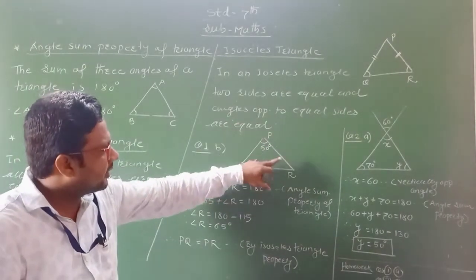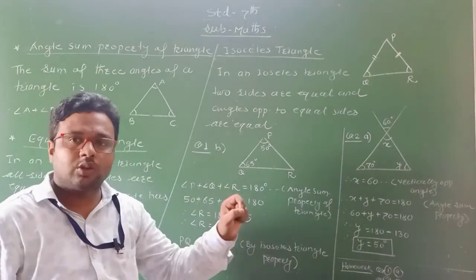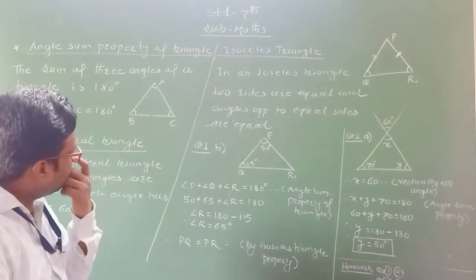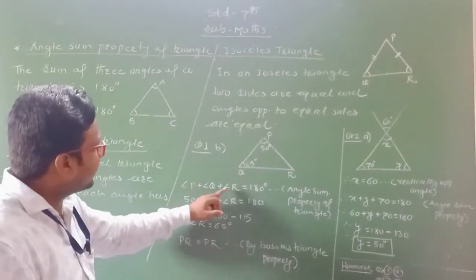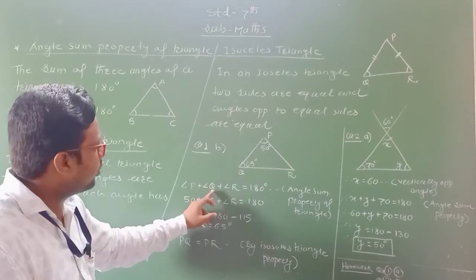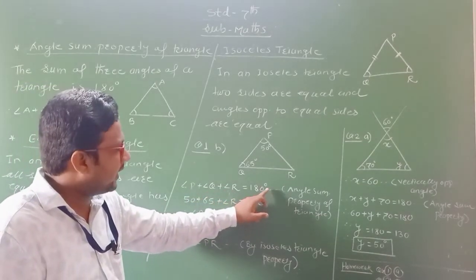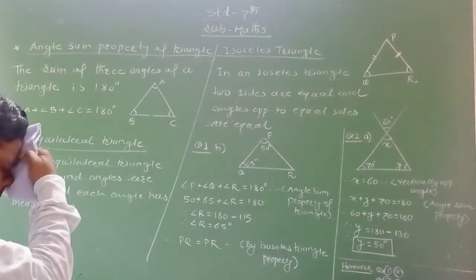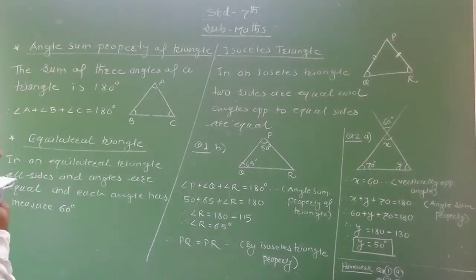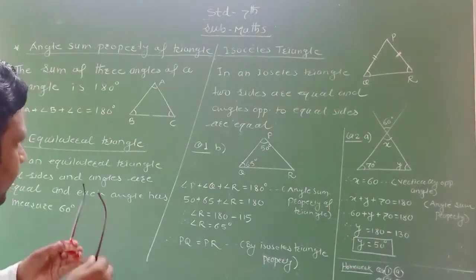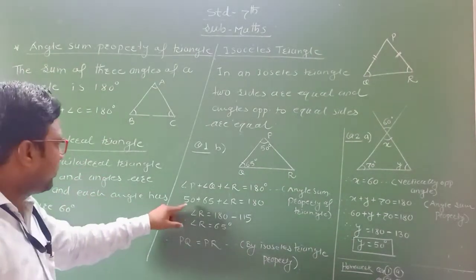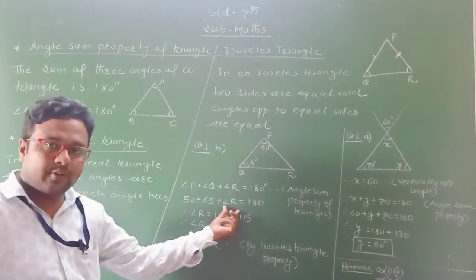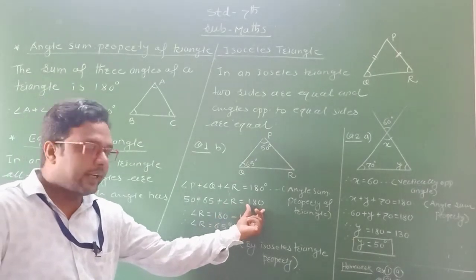Only two angles are given, the third angle is not given. First we use the angle sum property of the triangle to find out the third angle of the triangle. Therefore, here I write the sum of all three angles, angle P plus angle Q plus angle R is equal to 180 degrees. In front of that you write the reason, that is angle sum property of the triangle. Then we put the measure of the given angles: angle P is equal to 50, angle Q is equal to 65, angle R, which we are going to find, is equal to 180 degrees.